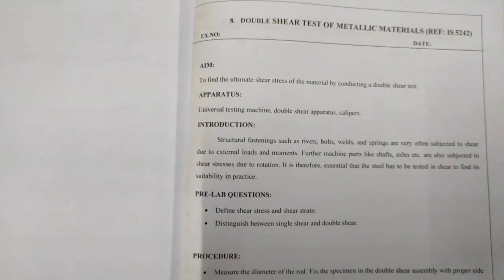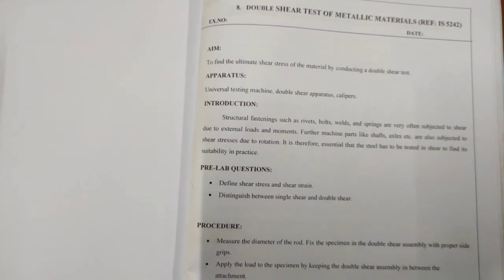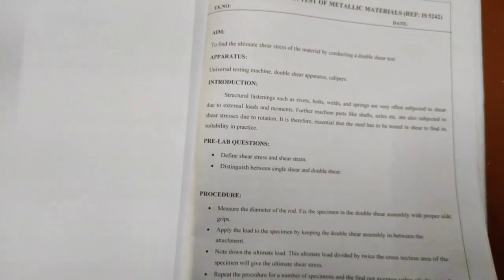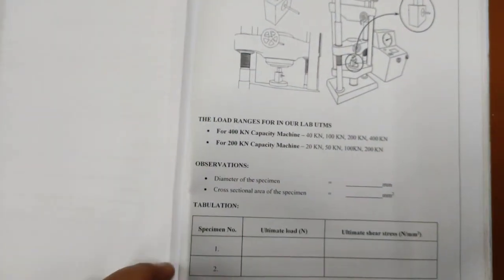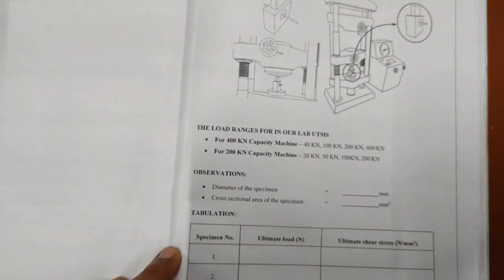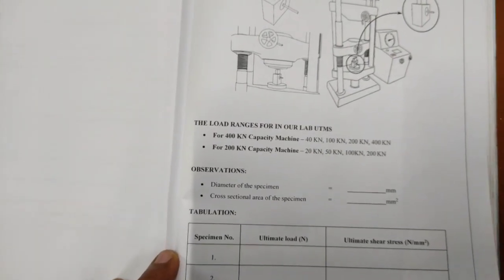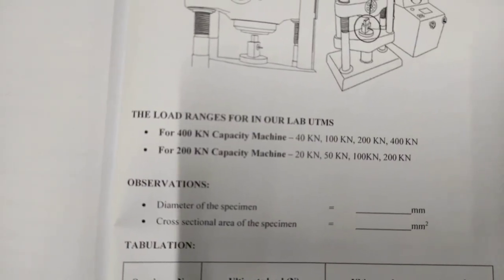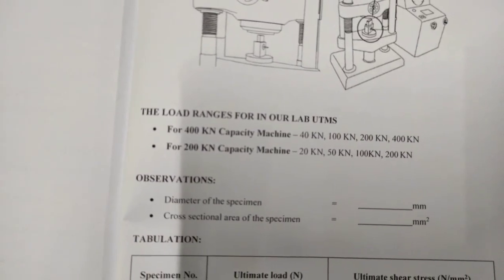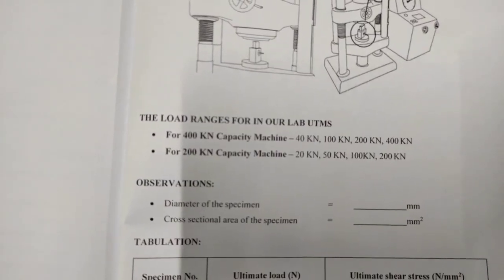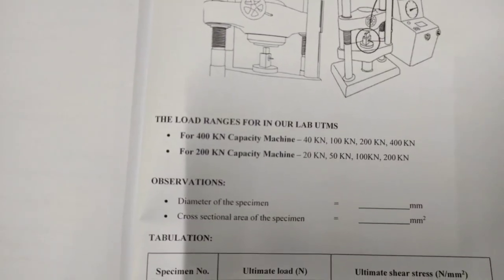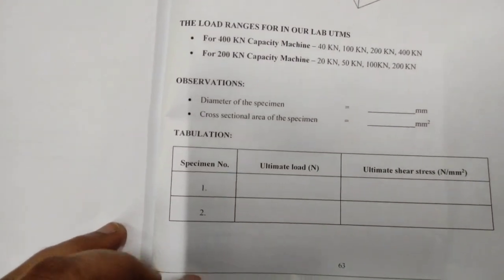We perform a double shear test, and we have two different types of machines available. One is the 200 kilonewton machine and the other is a 400 kilonewton machine, which have different loading conditions or ranges of load: 40 kilonewton, 100, 200 and 400 in the case of the 400 kilonewton capacity machine. In the same way we have 20 kilonewton, 50, 100 and 200 as the ranges of the 200 kilonewton capacity machine. And this is our observation table.